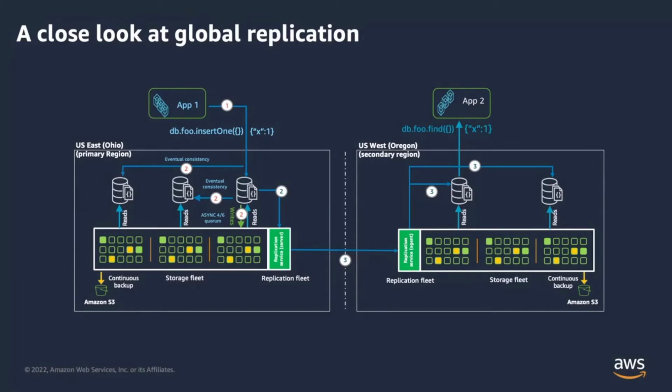So now if you have an application 2 that is doing a read operation, db.foo.find, and looking for the x1, it's going to be able to read the document from the buffer cache of the replica instance there. So this process, from 2 all the way up to 3, takes less than a second.